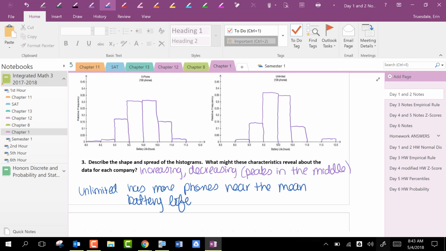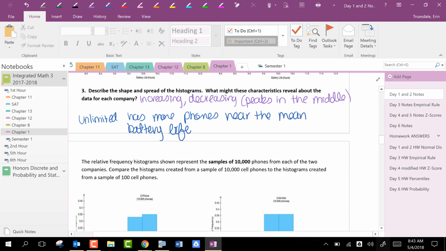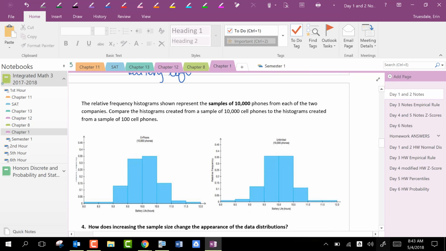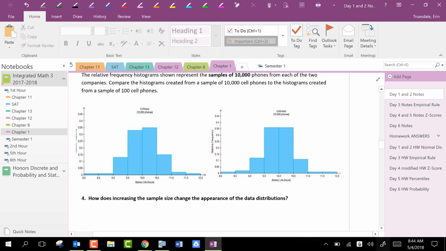Okay, flip it over. Relative frequency histograms shown represent the sample of 10,000 phones. Okay, so from 100, now we're at 10,000 phones from each of the two companies. Compare these histograms created out of 10,000 sample phones compared to the only 100 cell phones. So what do you notice when we raise the amount of phones we're sampling?